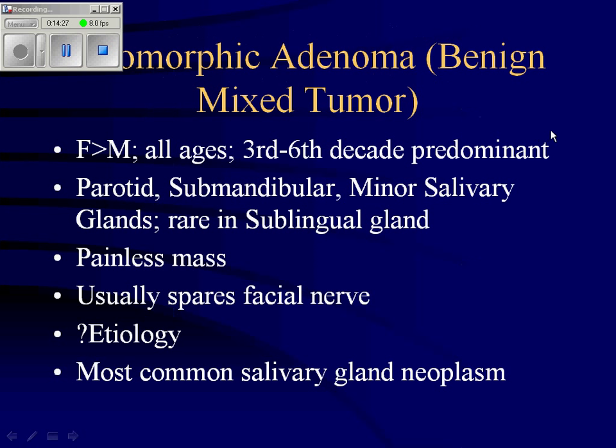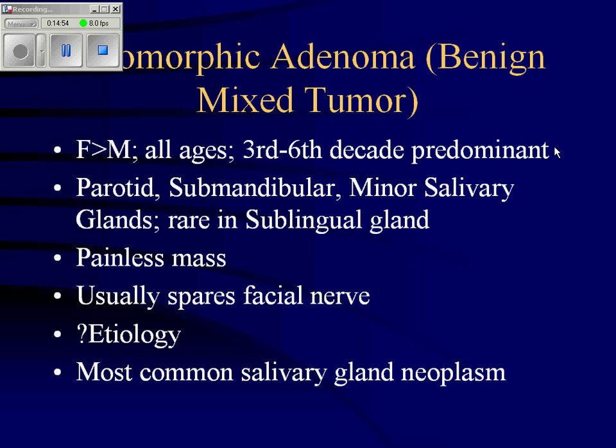So pleomorphic adenoma is more common in females. You see it in pretty much all ages, but between the 20s and 50s is where most of them happen. Parotid is the most common place. Submandibular, it happens sometimes, and very occasionally in minor salivary gland, but it's pretty rare in sublingual. And it's fairly rare in the minor salivary glands as well. The vast majority happen in parotid.